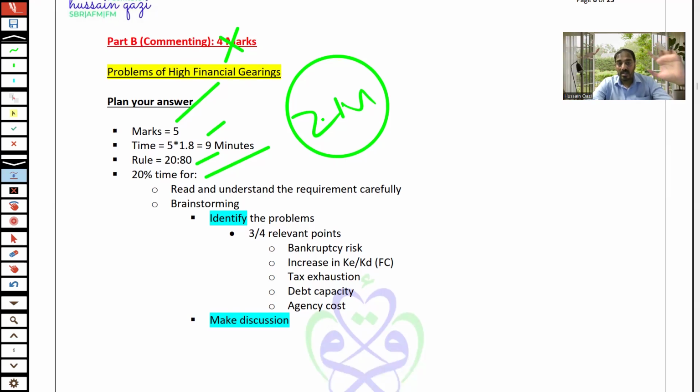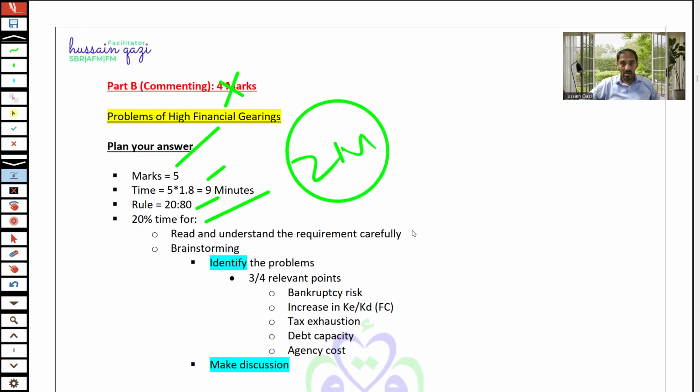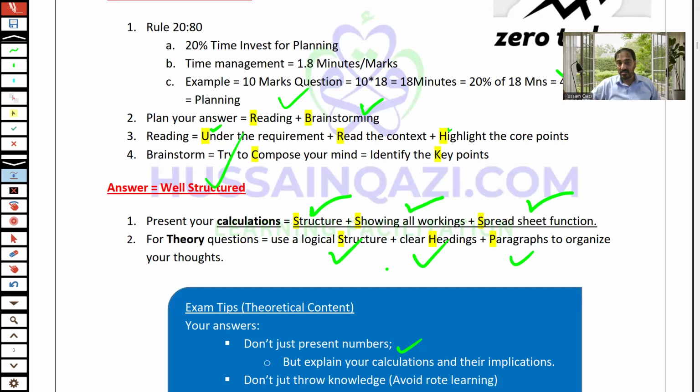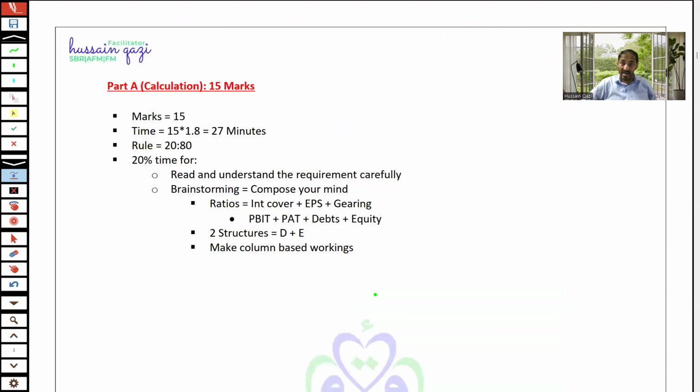Identify the problems. Sir, for 5 marks, how many points we need to write? I must suggest 3 to 4 points. And the characteristics of the points that's mentioned above. Well structured. Not the bullet points. And you have to show the clear headings. Logical structure, clear headings, and para formats.